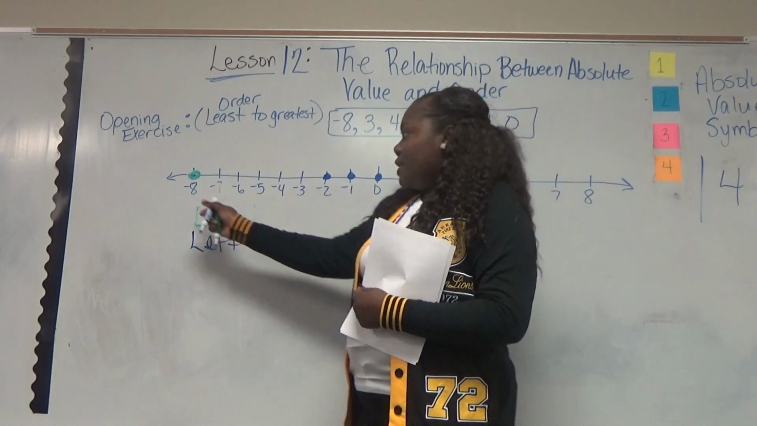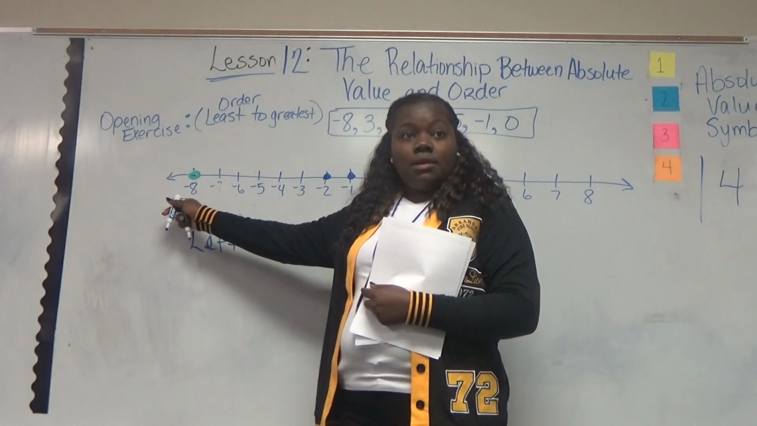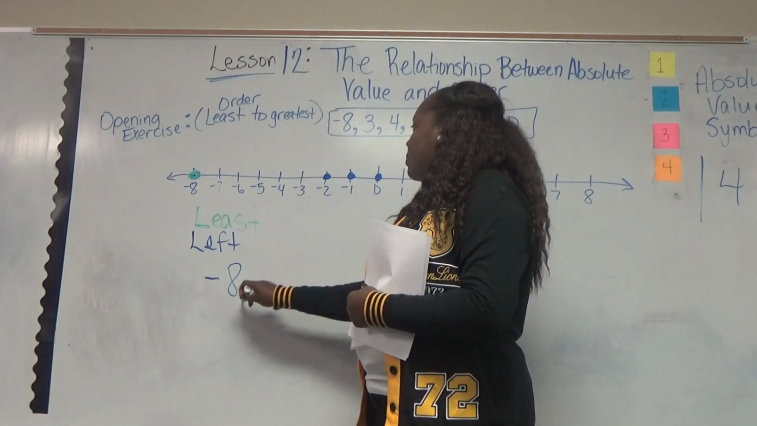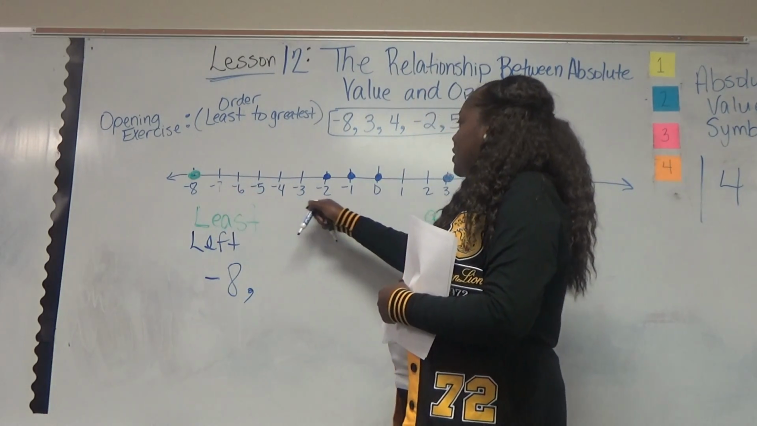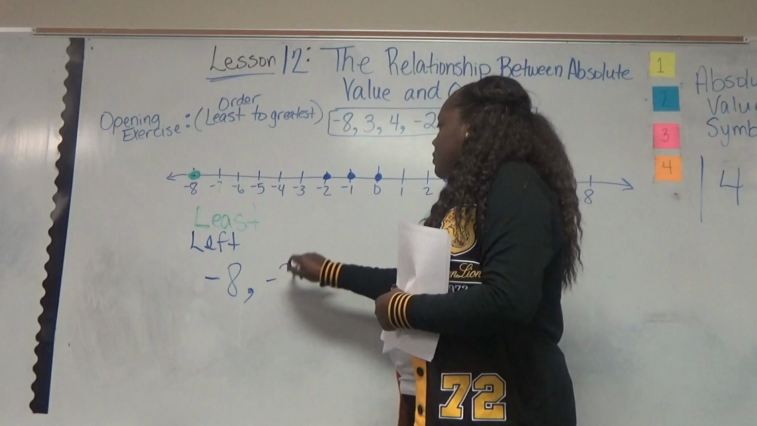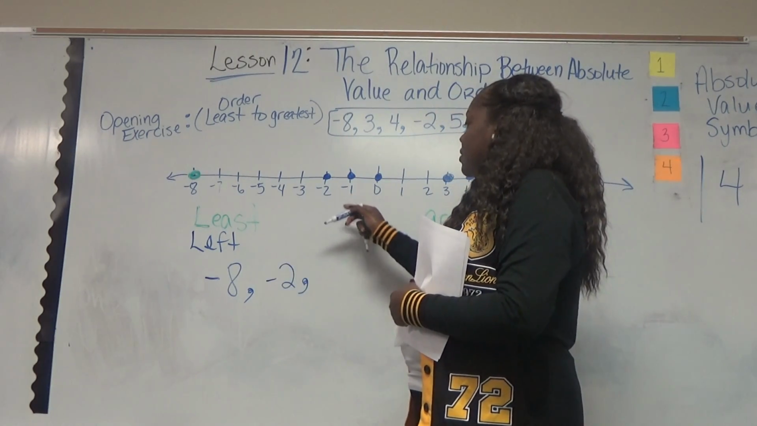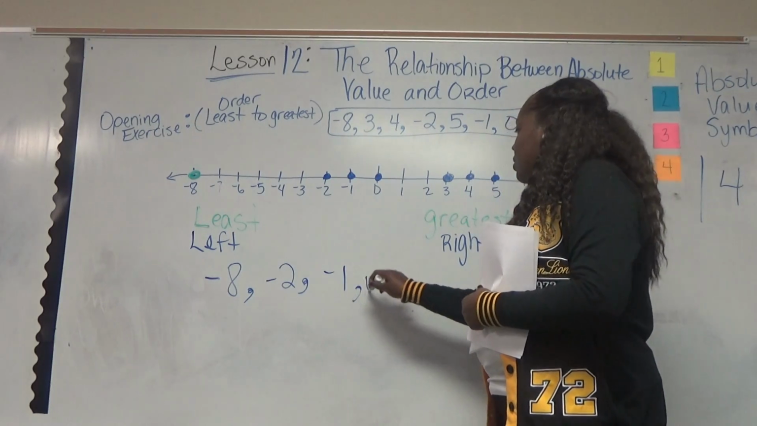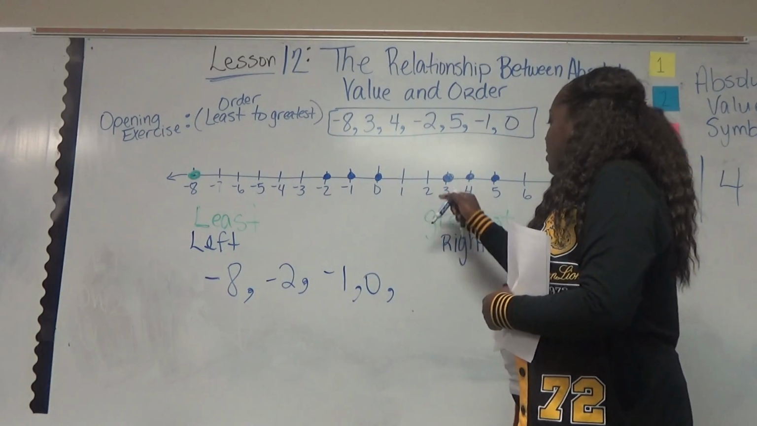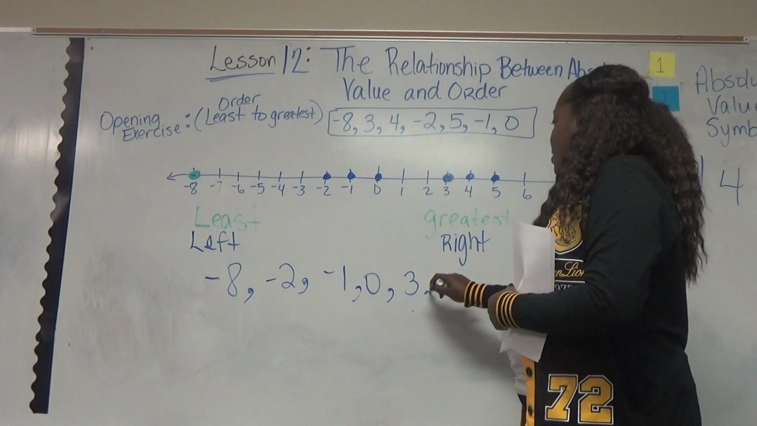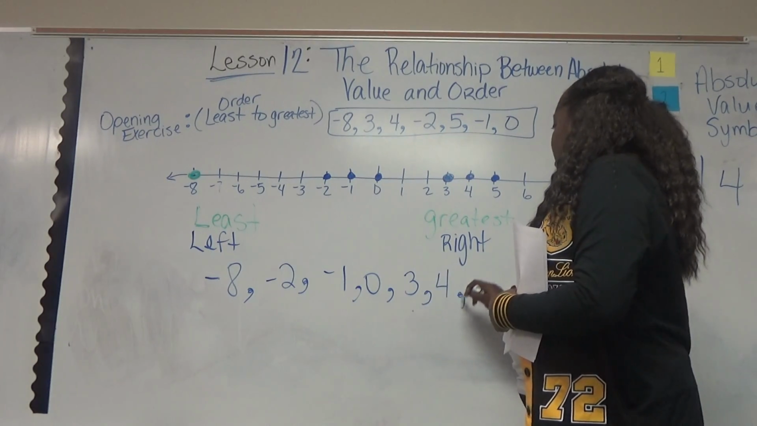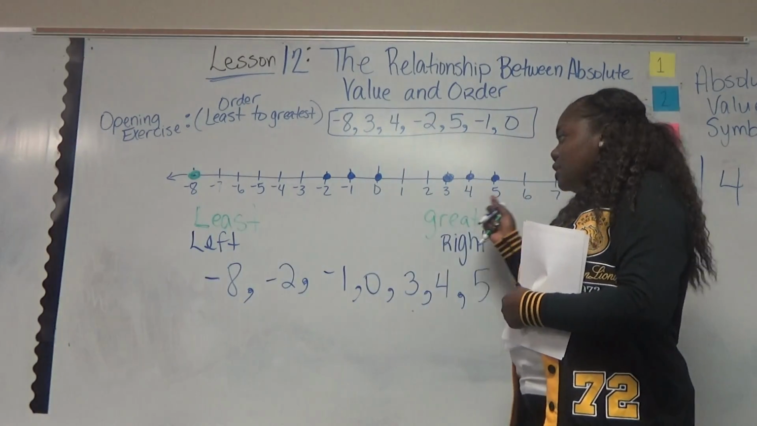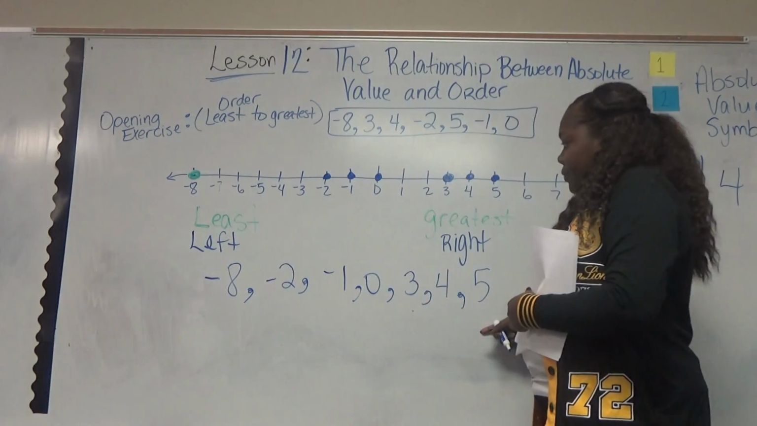So here's what I mean by that. What's our first number to the left? -8. So that's our least number. What's our next number from the left side? -2. What's the next number? -1. What's the next number? 0. What's the next number? +3. What's the next number? +4. And then the next number, +5. So now once we put it from the left side to the right side, they're in order from least to what? Greatest.